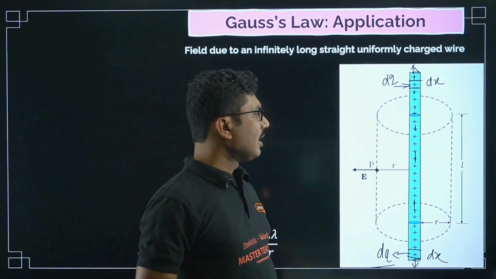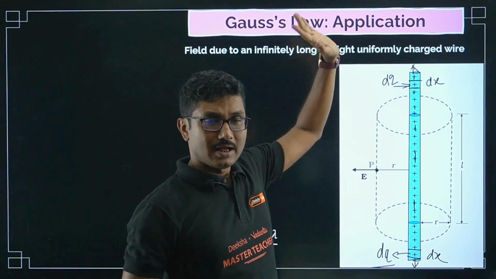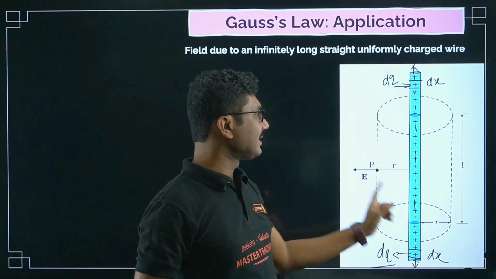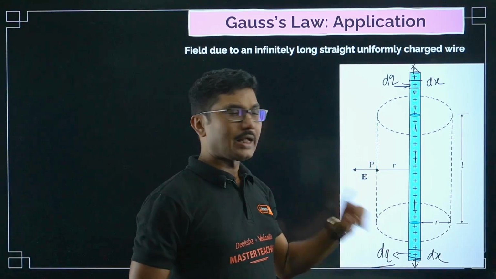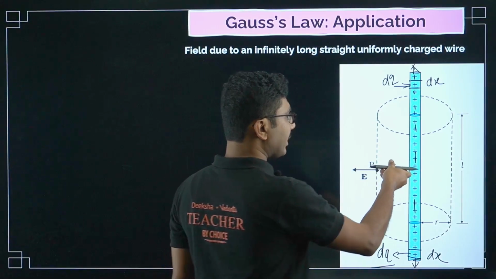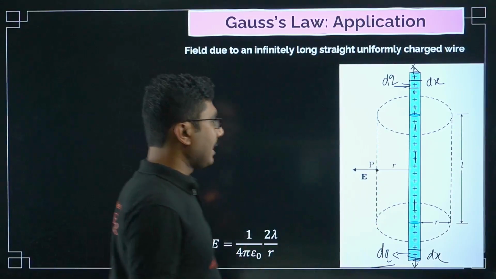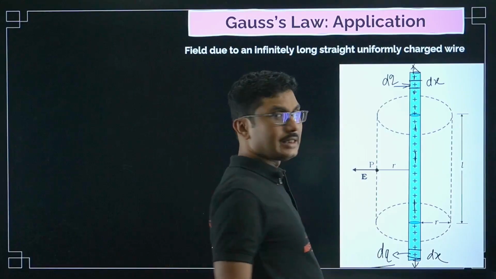Now in the case of a cylinder, this axis is called the symmetric axis, right? So if this is the axis, then along all directions the electric field will be symmetric. So if you are looking here, here, here, it does not matter, right? That is why we choose this cylindrical surface.